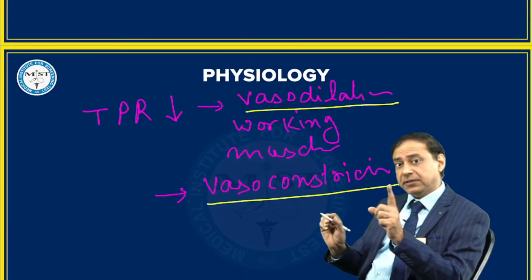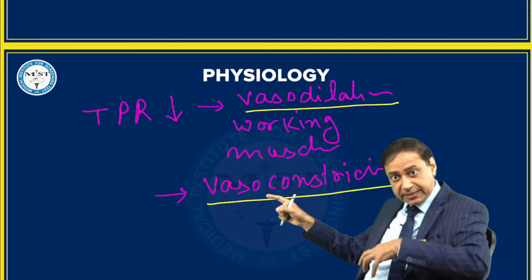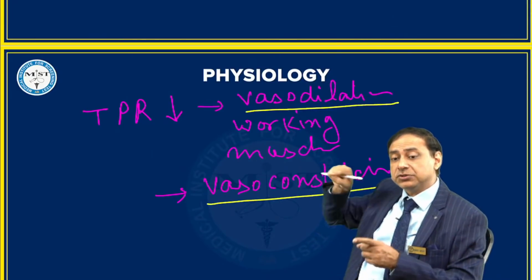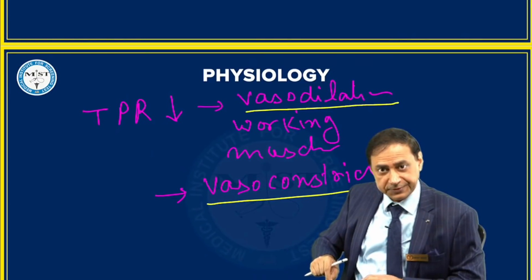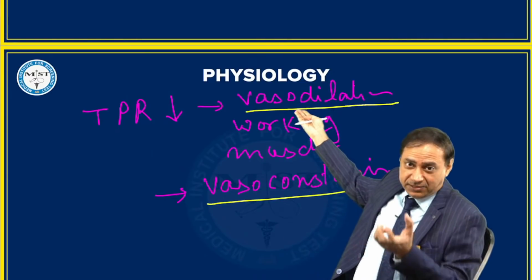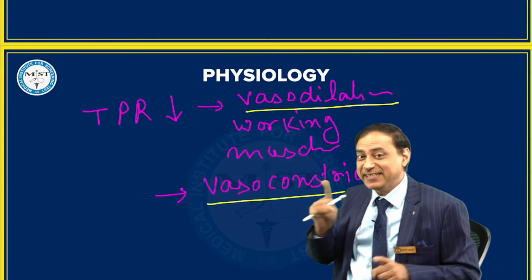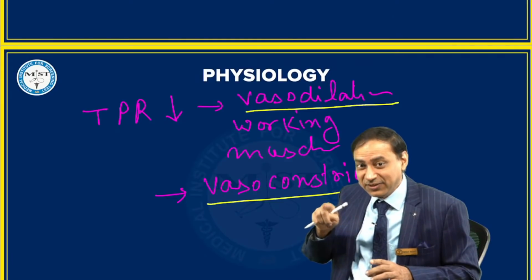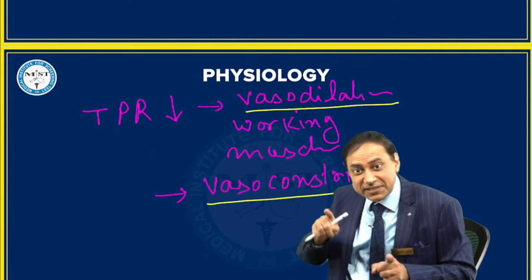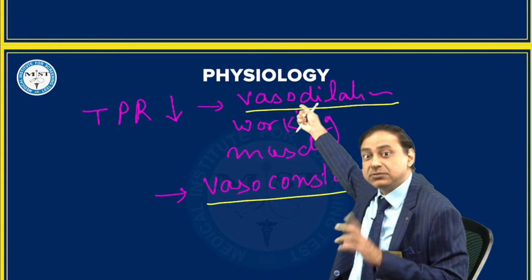Vasodilatation in working muscle. This is occurring because of sympathetic stimulation. This is occurring because of the local factors. So muscles are exercising, pulling more. So what happens? Blood from other organs like kidney, non-working muscles, intestine, that blood is diverted to muscles.